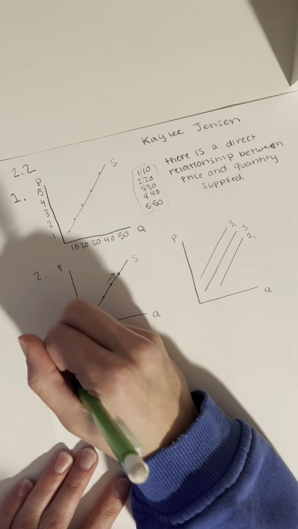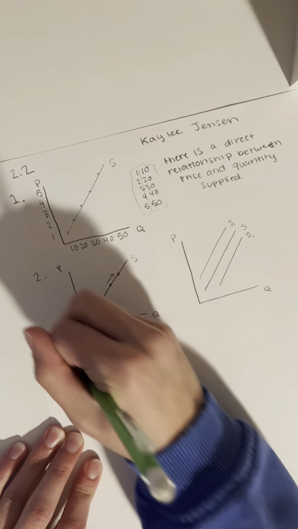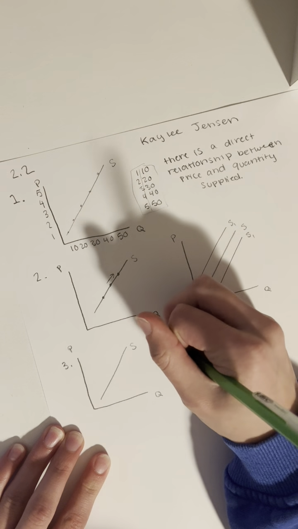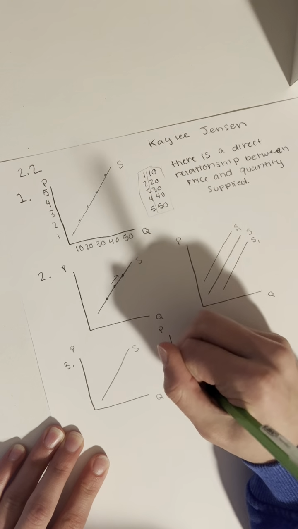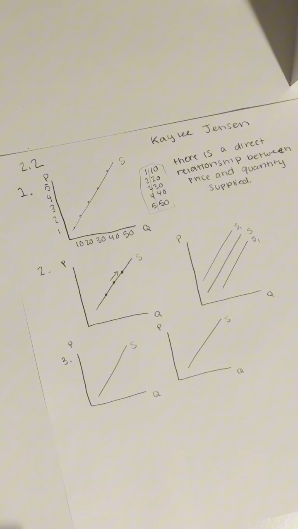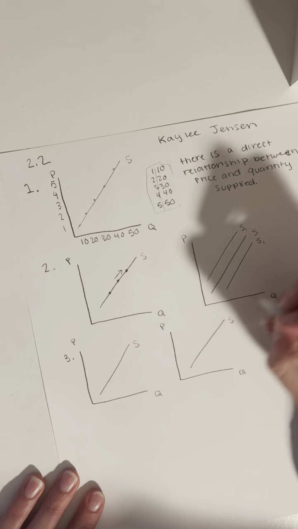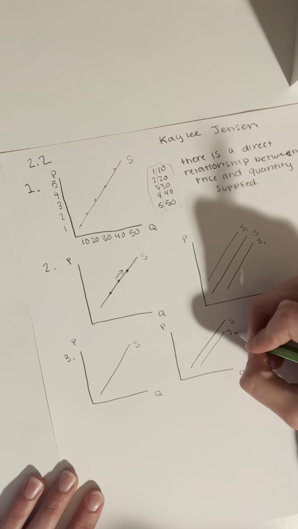So for number 3, price, quantity, supply. That's our regular supply. And then if we were to increase in supply, say if technology increased our production of computers, our supply would increase because now we can make more.